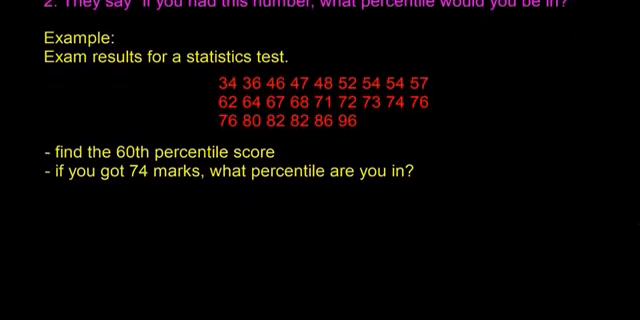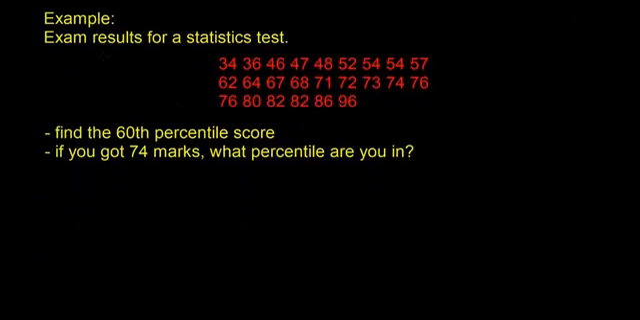So we'll go down here. So the example is, these are the exam results for a statistics test. So there's 24 numbers. And there's two questions. You have to find the 60th percentile score, and then if you got 74 marks, say, in this exam, say there's more people that took it, but this is all the exam results that are listed, then what percentile are you in? Okay, so we're going to answer both of them. So we'll do one first. These are sort of standalone methods that don't come up that often in other places, or don't come up at all in other places, so you sort of just have to learn how to do this particular question.